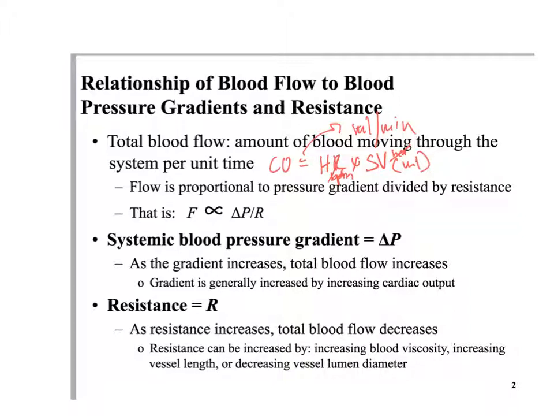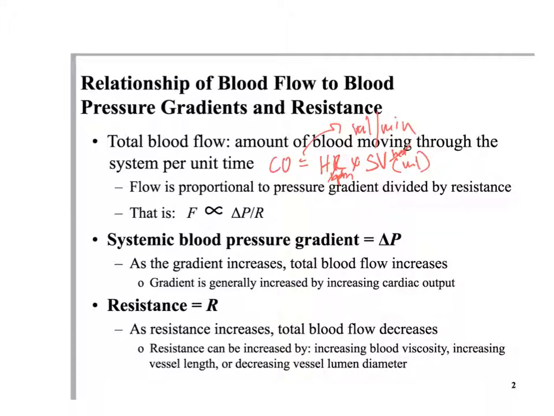All right? And then the flow, or how well the liquid moves through the system, is proportional to the pressure gradient divided by the resistance. So flow equals change in pressure divided by the resistance. Systemic pressure gradient is your change in P. What do we know that is? What's your pressure gradient? What's the pressure in the aorta versus the pressure in the vena cava? That's your pressure gradient, right? And we talked about how that's been maintained through systolic and diastolic contractions, or systolic contractions.